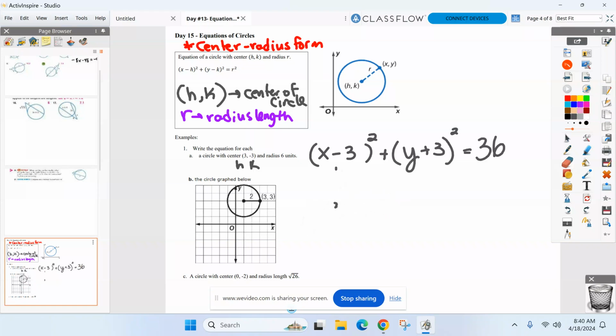Whew. That was only the first one. I'm out of breath, sweating already. Everybody good on that first one? One doesn't make you great. Let's move on. Part B.